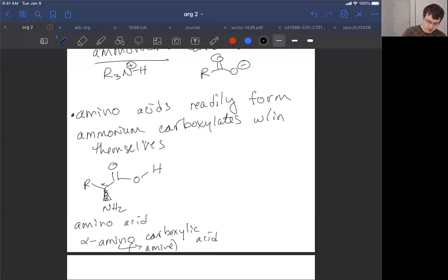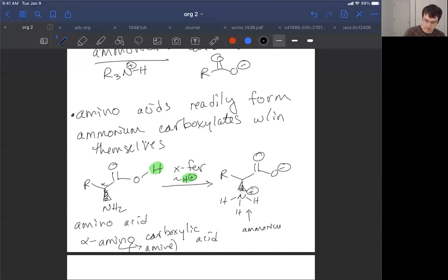Okay, so what this will do is this will transfer a proton. So this will kind of move an H plus, and it'll move the H plus that's on the carboxylate. That's what's going to transfer. And it's going to transfer so that it lands somewhere else on the molecule. And it's going to land on the amine. So here's our ammonium carboxylate.